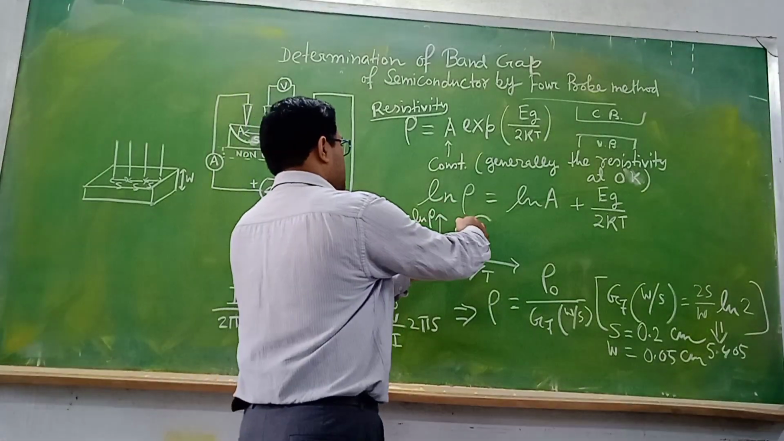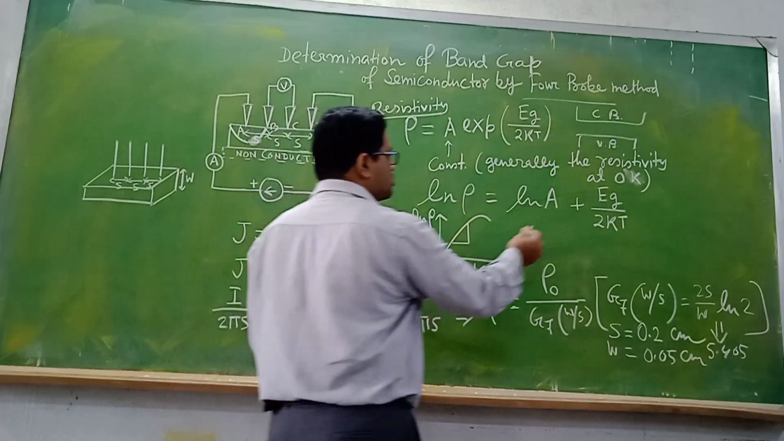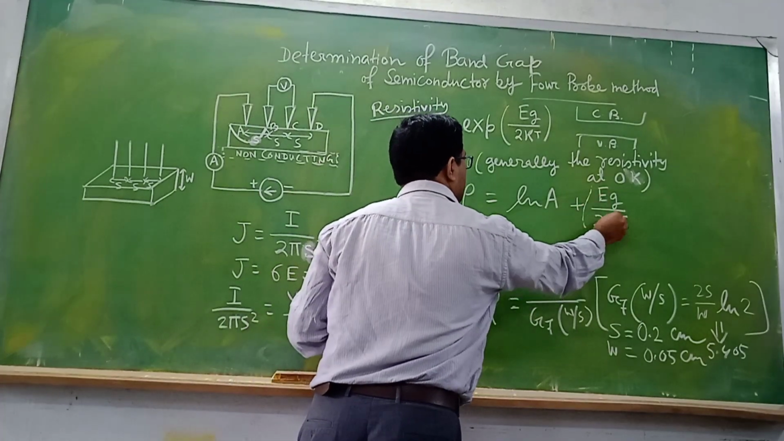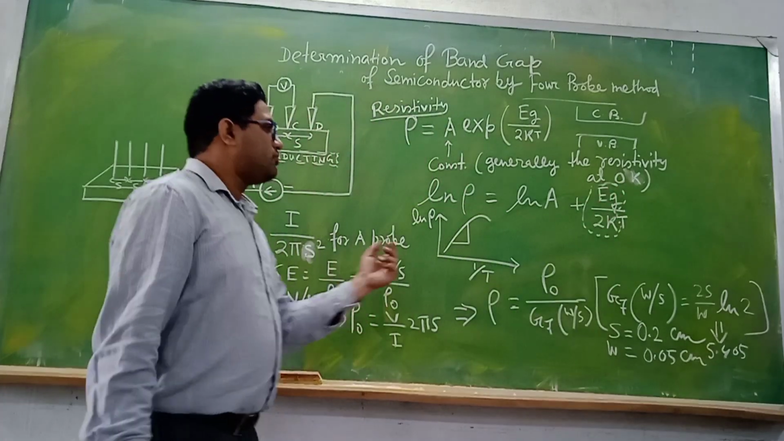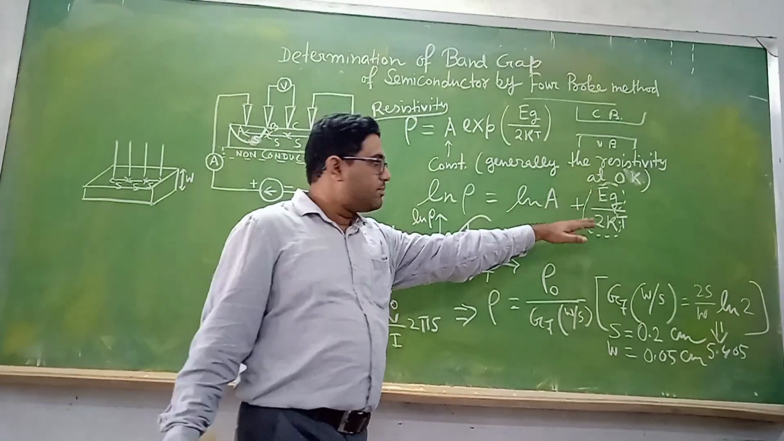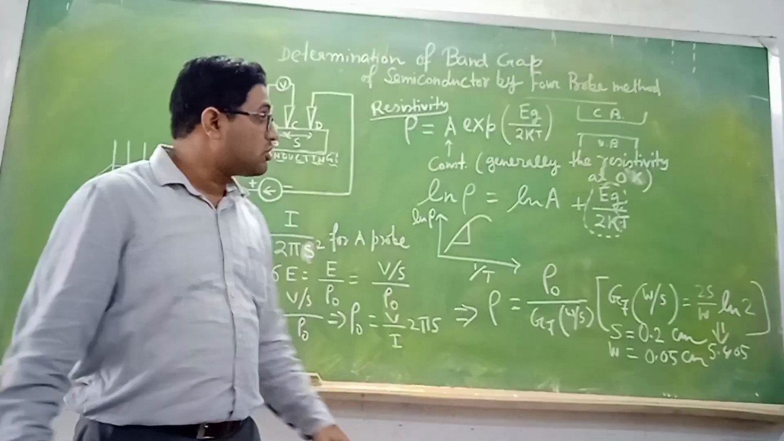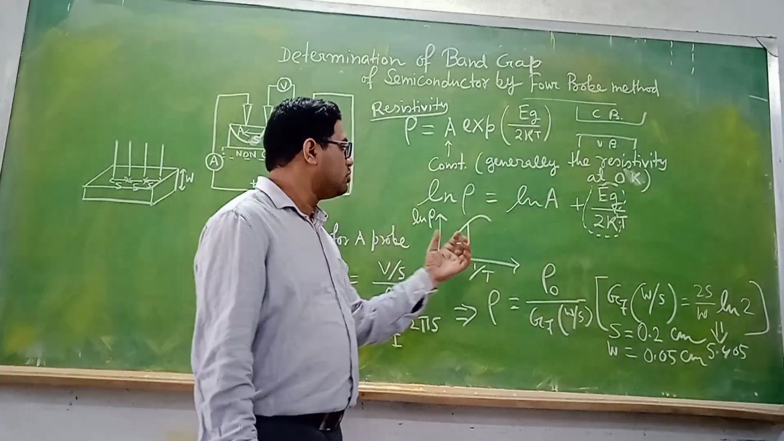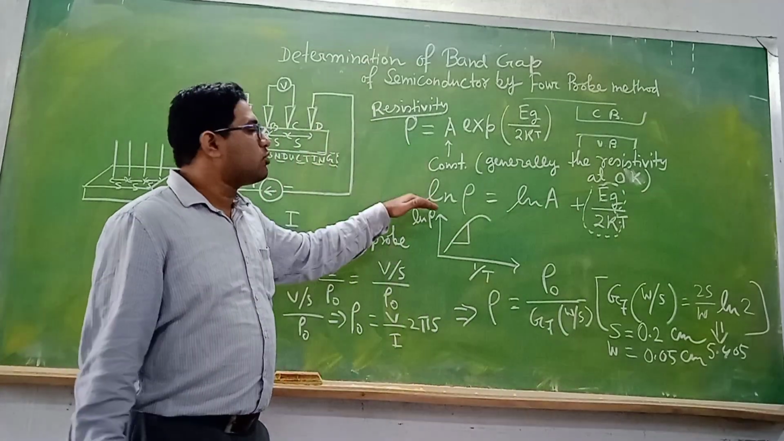So within this region we have to work, and if you take the slope, that slope is basically Eg by 2k. From this slope you can find out your band gap. Here k is the Boltzmann constant, a universal constant. If you use that constant value and this slope, then you can find out Eg. So this is the working formula.